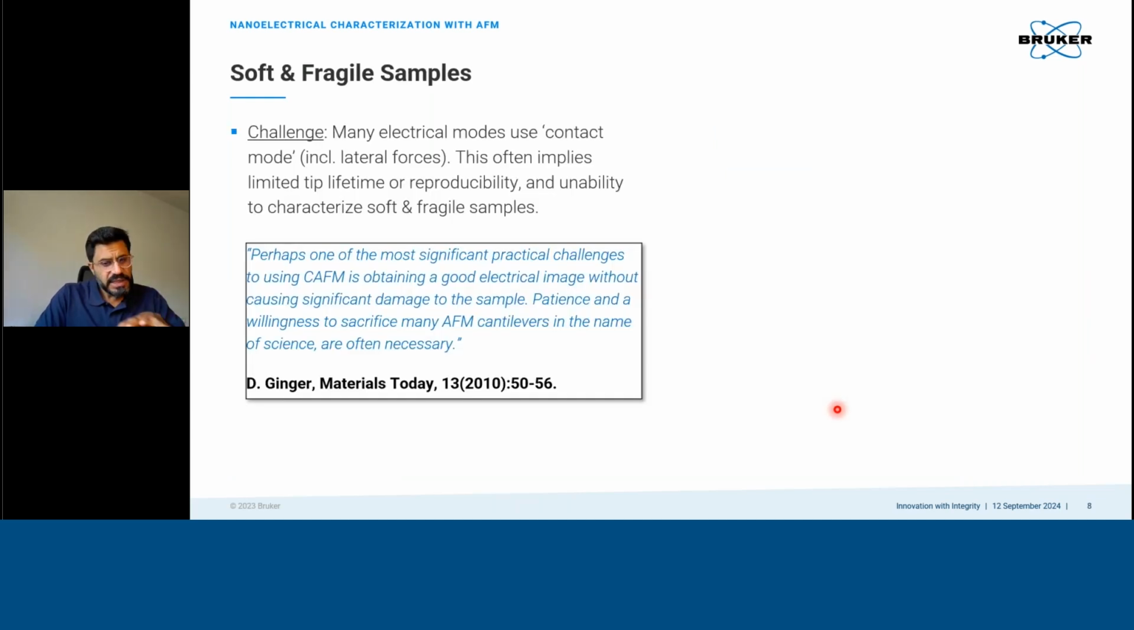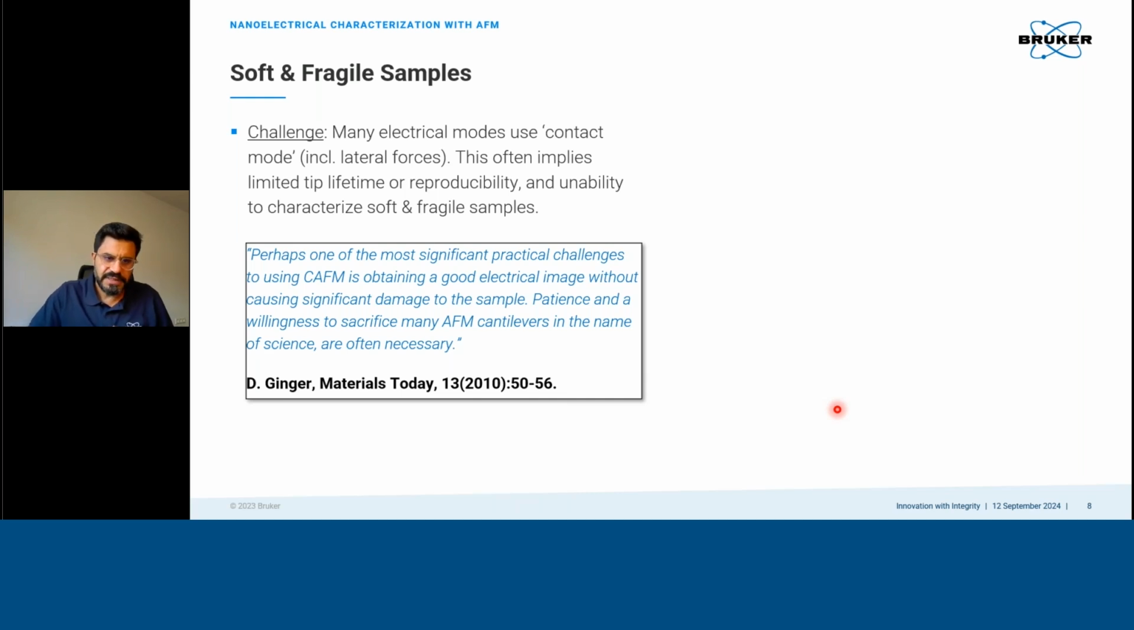Now, the only thing that is challenging when we do measurements of electrical properties, especially conductivity, for example, is that the probe needs to be in physical contact with the surface. So the challenge is basically that we are involving lateral forces, which actually cause damage to the probe or to the sample and limit the reproducibility of measurements, especially if we are dealing with fragile or soft materials.